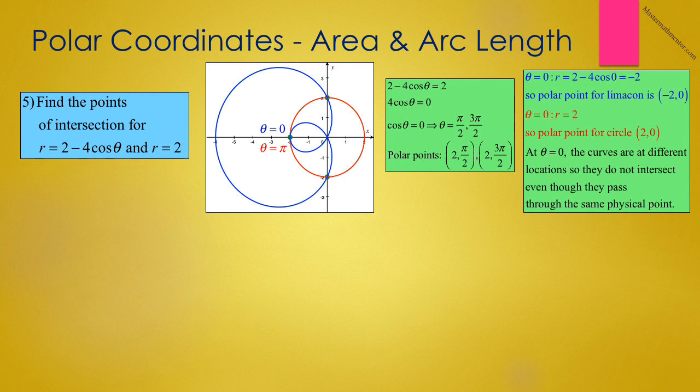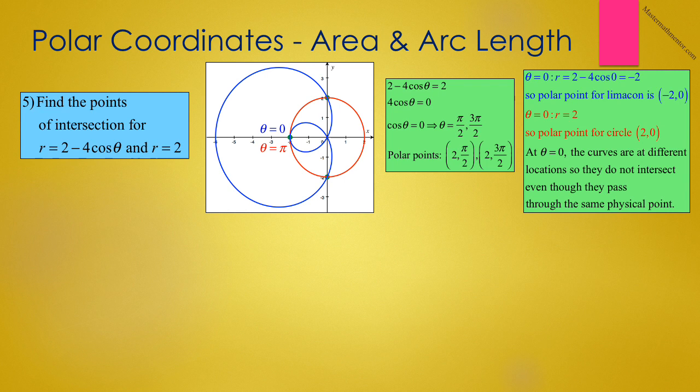Here's the explanation. When theta equals 0, for our limacon, r is equal to 2 minus 4 cosine 0, which is -2. So our polar point for our limacon is -2, 0. But when theta is equal to 0, r is equal to 2. So our polar point for our circle is 2, 0. So what we're finding is that at theta equals 0, the curves are at different locations. So they do not intersect, even though they pass through the same physical point.